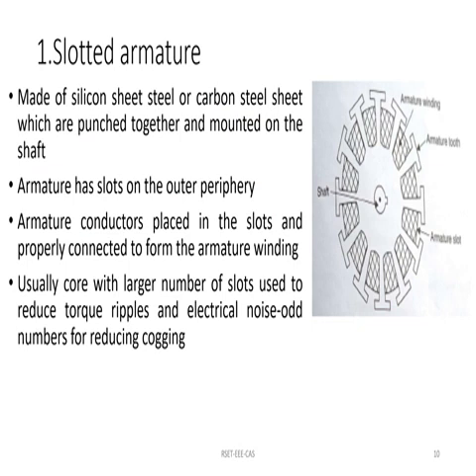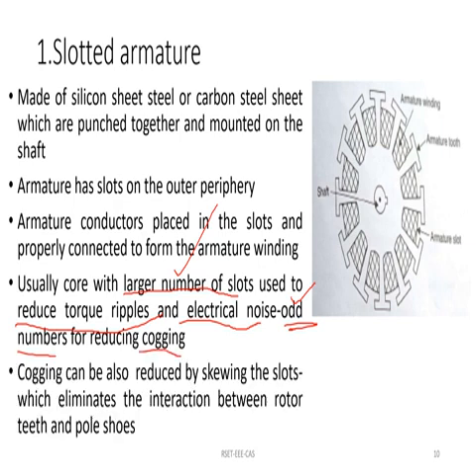Now we usually use a larger number of slots in order to reduce the torque ripple and electrical noise, and we again prefer an odd number of slots in order to reduce the cogging effect. Now there is another method for reducing the cogging effect. As we know, it can be reduced by skewing the slots, which eliminates the interaction between the rotor teeth and pole.